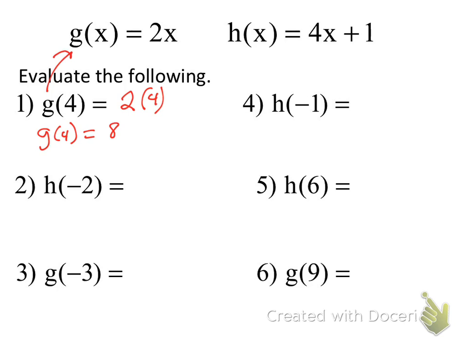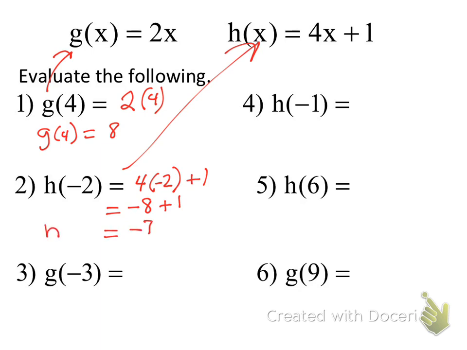The h function, which is right up here. So I'm going to do the h of negative 2 equals 4 times negative 2 plus 1. So the h of negative 2 is negative 8 plus 1. So that makes negative 7. So the h of negative 2 equals negative 7. You guys with me? Okay, I'd like you to pause the recording and do the next 4 on your own.